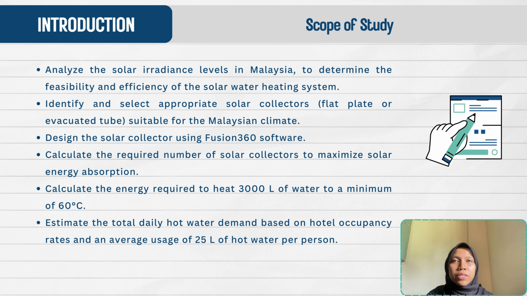Therefore, to achieve all of the objectives, the scope of the study is first to analyze the solar irradiance level in Malaysia to determine the feasibility and efficiency of the solar water heating system. Second is to identify and select the appropriate solar collectors suitable for the Malaysian climate. Third is to design the solar collector using Fusion 360 software. Fourth is to calculate the required number of solar collectors to maximize solar energy absorption. And lastly is to calculate the energy required to heat 3,000 litres of water to a minimum temperature of 60 degrees Celsius, together with the input and output power of the solar water collector.